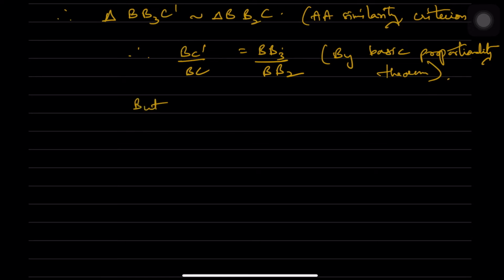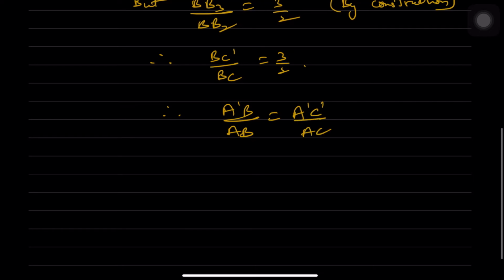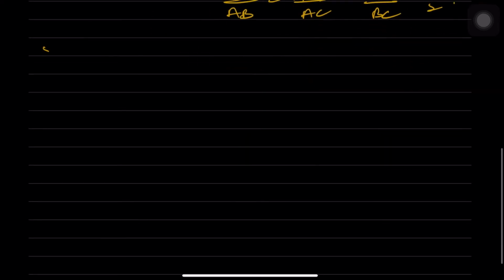But we know that BB3 by BB2 is equal to 3 by 2 by construction. Therefore BC dash by BC is equal to 3 by 2. Therefore we have A dash B by AB is equal to A dash C dash by AC is equal to BC dash by BC, which is equal to 3 by 2. Now the fifth one.